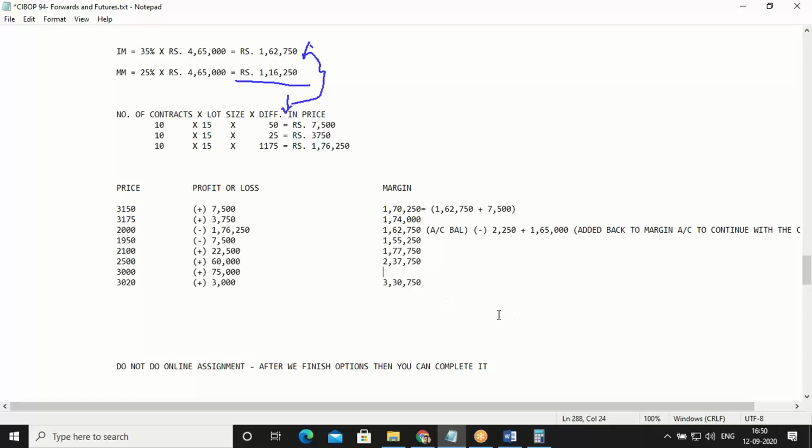What will be my net loss? Initial margin minus 2,250. No, see, since your account balance is already negative, you have to give back the 2,250 rupees because they've taken it from your broker. But that entire 1,62,750 is your money. Now that minus 2,250 they've taken from the broker, so you have to pay back the broker for that. Thanks. Okay, thank you. Yes, Sajane, continue with your question.